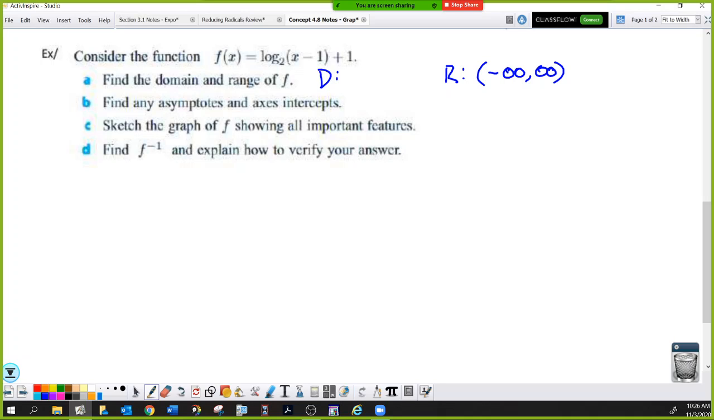Remember, the argument must be greater than 0. So if you're trying to find the domain of a logarithm, what you do is you take the argument and set it greater than 0, and then you solve for x. What that tells us is that this one's domain is all numbers bigger than positive 1. Not including positive 1. Strictly bigger than.